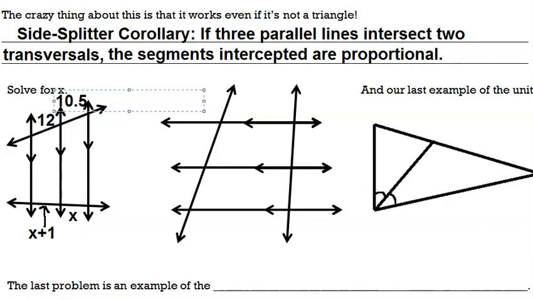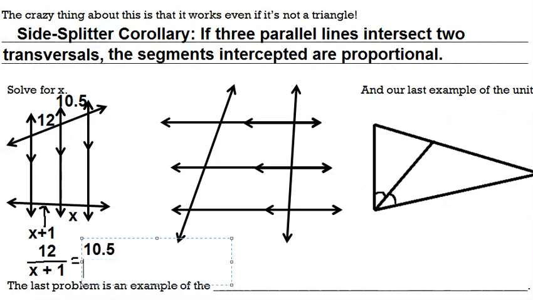But again, I mean, there's not a lot to this. Okay. If you were to set up the proportion, it would look like this. 12 over X plus 1. So again, as long as we're going side to side and we're not using the middle, this rule works. Equals 10.5 over X.